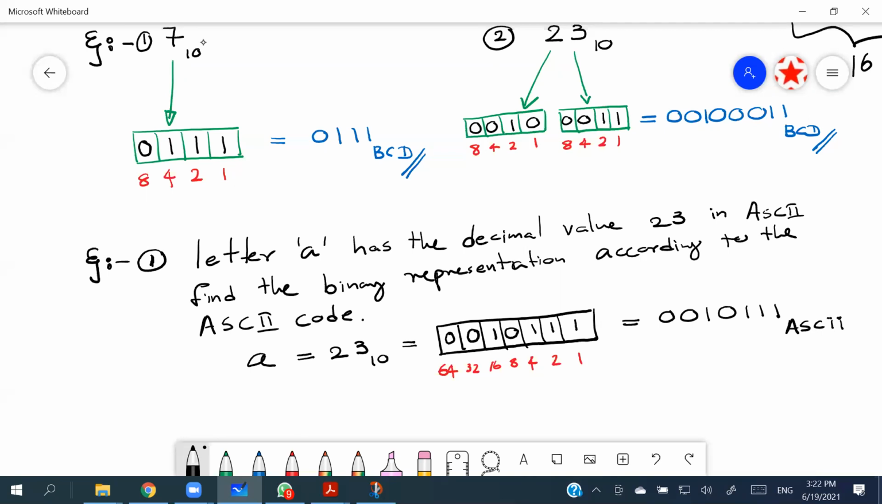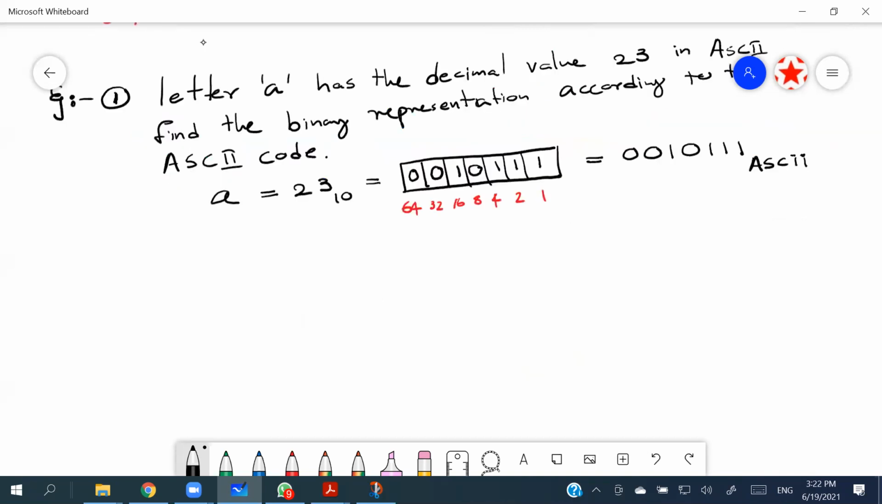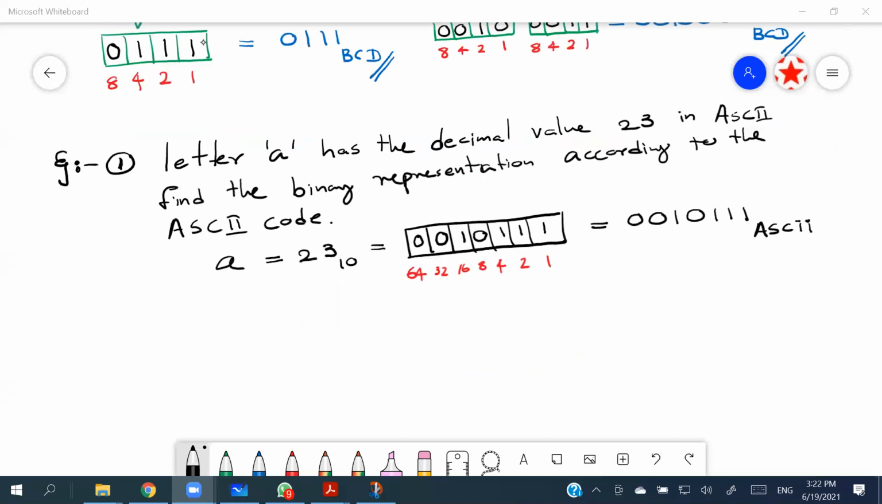Right, so this is in ASCII. Right, understood? Correct. Okay, so write it down. I'll write the second example over here.